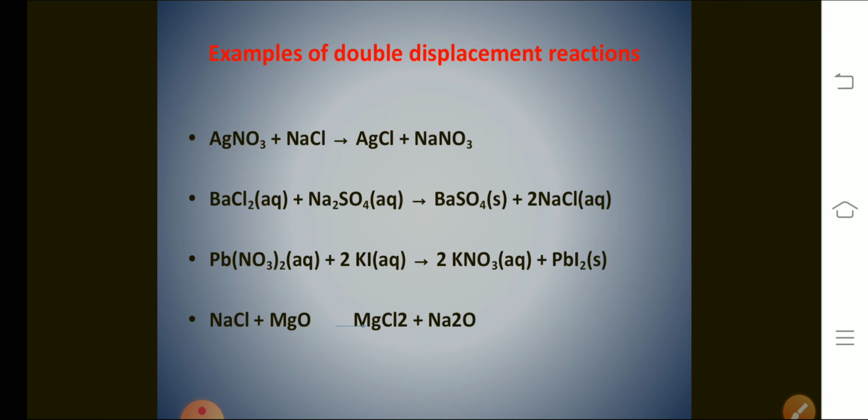Some of the examples are these: AgNO3 plus NaCl will give AgCl and NaNO3. BaCl2 plus Na2SO4 will give BaSO4 plus NaCl. Pb(NO3)2 plus 2 KI will give 2 KNO3 plus PbI2. Balancing you can do later on. NaCl plus MgO gives MgCl2 plus Na2O. Just the positions of the metals are exchanged.